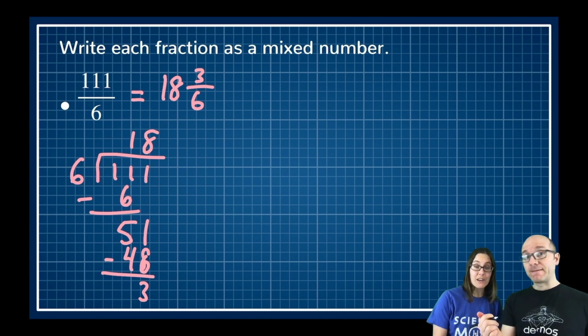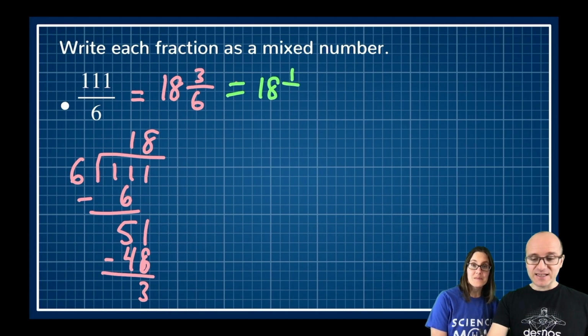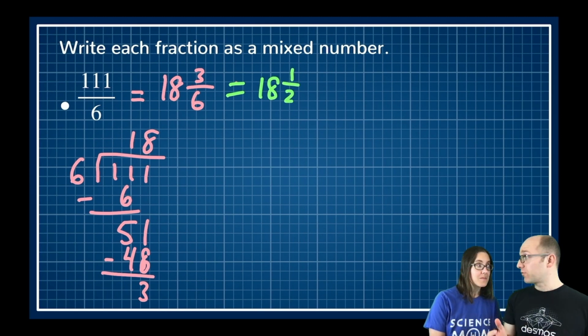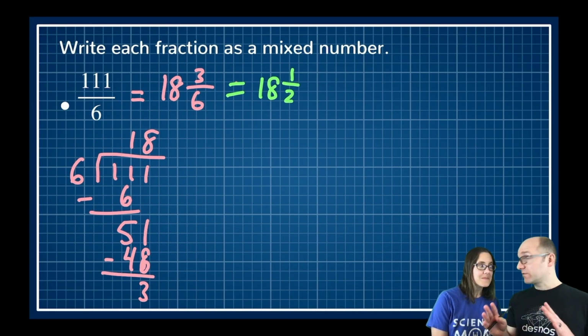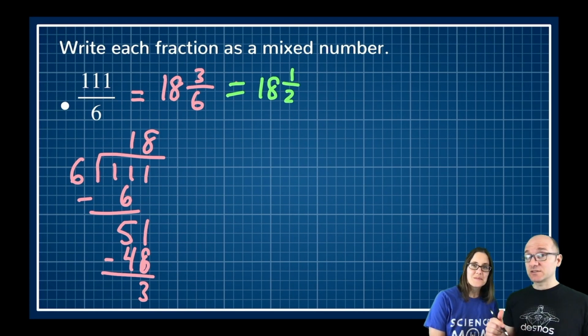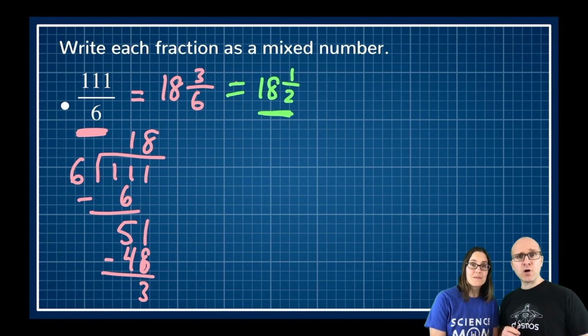I recognize that 3 divided by 6 is the same as 1/2. That is correct. So we could write this as 18 and a half, and that would be the simplest form of our mixed number. So both representations of the fraction are useful to us. Sometimes we like the mixed number version, and sometimes we like just the fractional version, or the improper fraction.